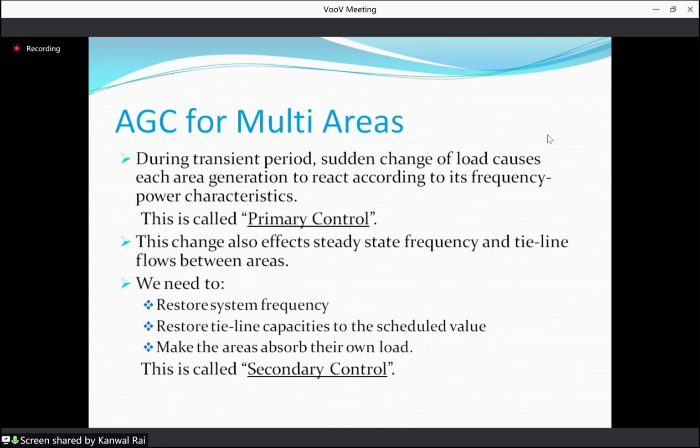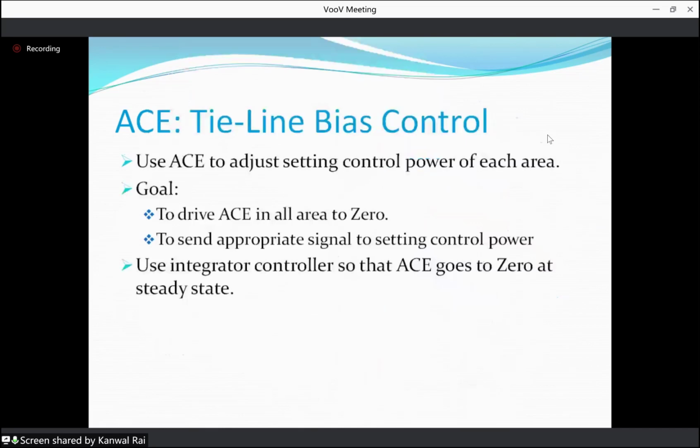This is the portion of secondary control. Tie line bias control uses ACE to adjust the setting of control power to each area. The goals are to drive ACE in all areas to be 0 and to send an appropriate signal to the setting of control power, and to use an integrator controller so that ACE goes to 0 at steady state.